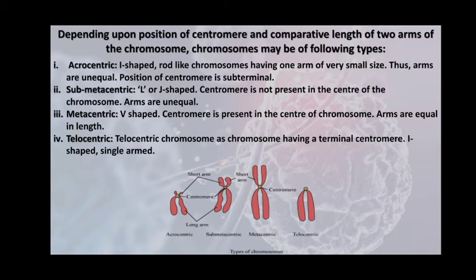Now, what is telocentric chromosome? Telocentric chromosome has a terminal centromere. For that reason, it looks like English alphabet I, and it is a single-armed chromosome.